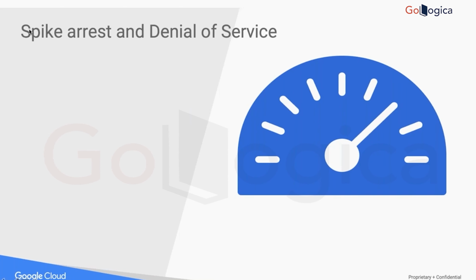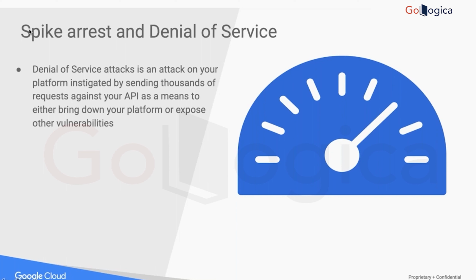So spike arrest is directly related to DOS attacks. What happens is, in a DOS attack, any client, unauthorized or authorized, will try to send too many requests to your application. It will try to bring your server down, so that the actual valid users of your application are also not able to access your APIs. So they try to make too many calls, like brute force attacks. They will bombard your server with a lot of requests, and the spike arrest policy will prevent those kinds of attacks.